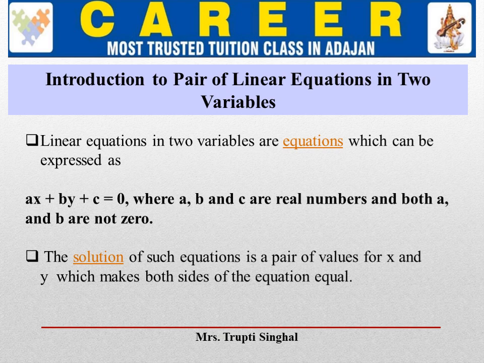The solution of such equations is a pair of values for x and y which makes both sides of the equation equal. What is the equation? What is the difference between an equation and just an expression? When we write is equal to 0, that means it is an equation. Otherwise, it is called just an algebraic expression with the signs plus, minus, multiplication and division.